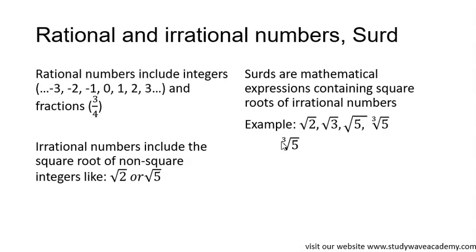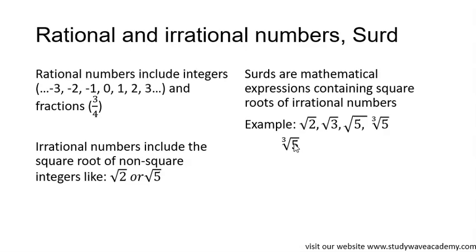And the order has to be greater than 1, okay? Then this sign, which is the root sign, is called the radical. And the number inside the radical, which is 5 here, is called the radicand or base. So this is the order, this is the radical, and this is the radicand or base. Do you understand?